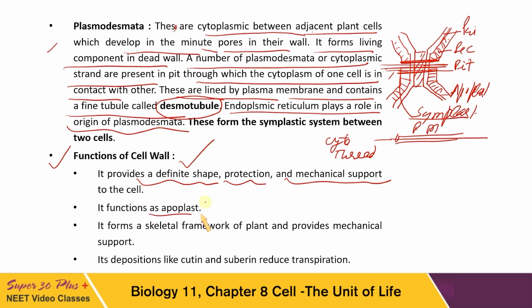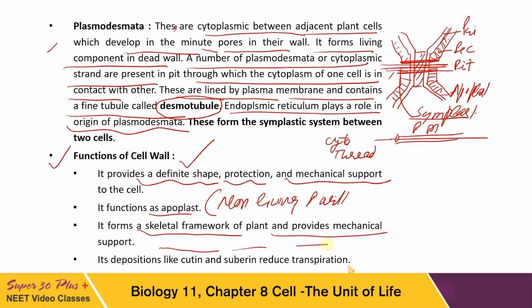It functions as apoplast. Apoplast means this is the non-living part of the cell. It forms the skeletal framework of the plant and provides mechanical support, and its depositions like cutin and suberin reduce transpiration. What we mean by that is the leaf epidermis has a cell wall, and because this cell wall has cutin and suberin, the water will not be transpired, that is, it will reduce transpiration. The cell wall, having cutin and suberin like substances, does not permit the entry of water, so the transpiration will be reduced.